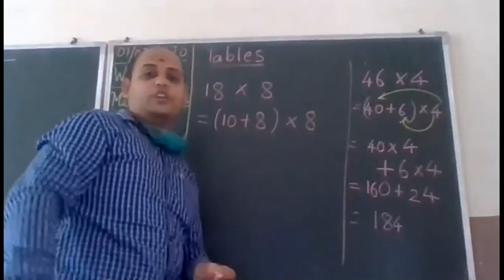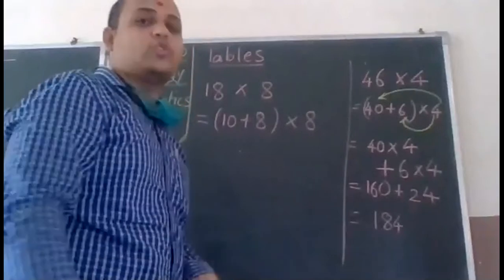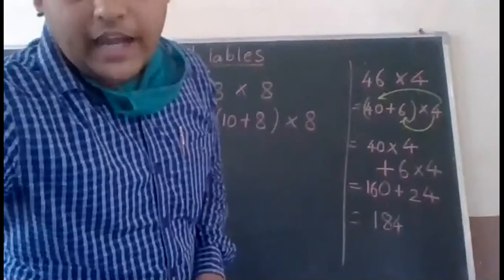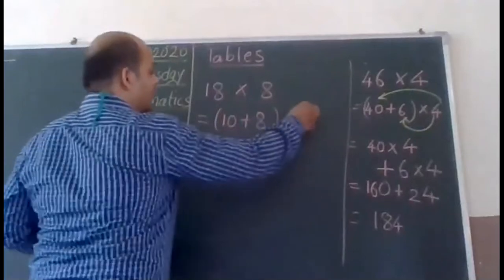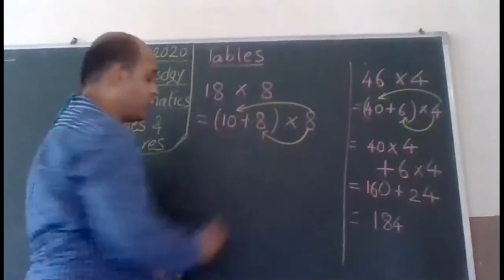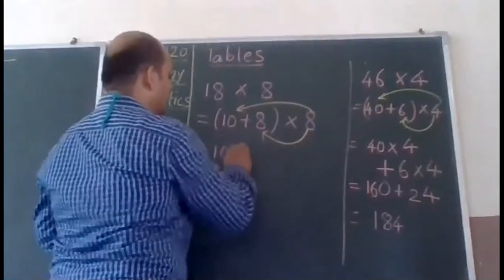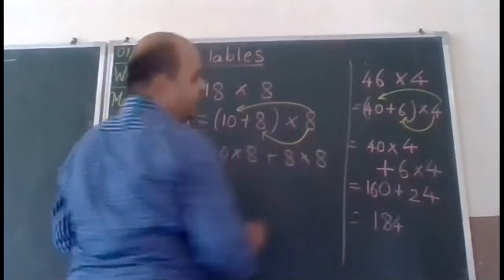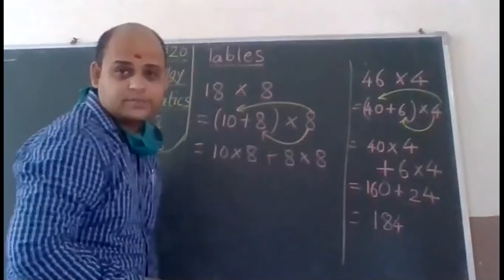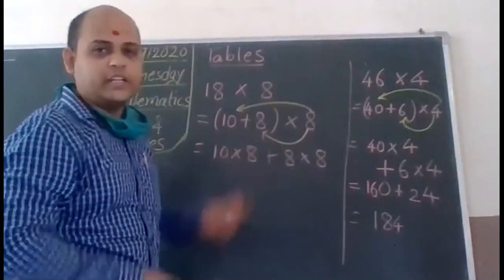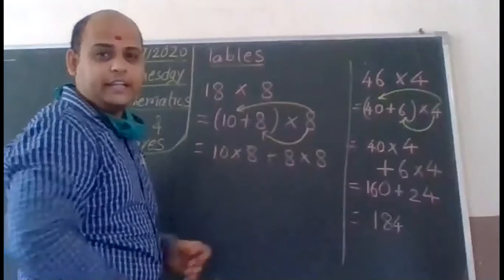Tanmay, no, you don't have to write this. If you want to, you can, but you don't need to. Okay? Now, multiplication by both numbers. Okay? It becomes 10 into 8 plus 8 into 8. Okay, but stop writing. Pay attention here. Right now, don't write anything.